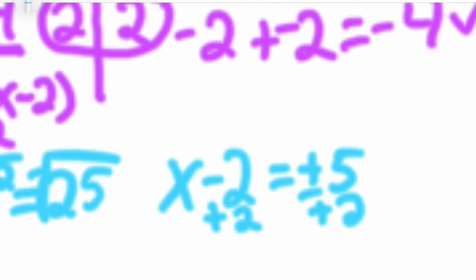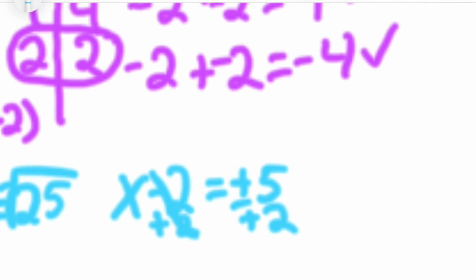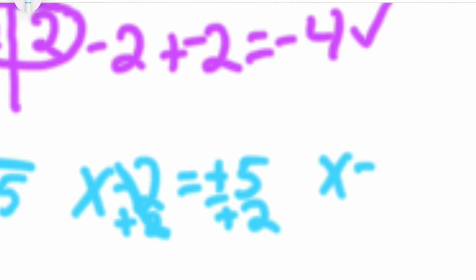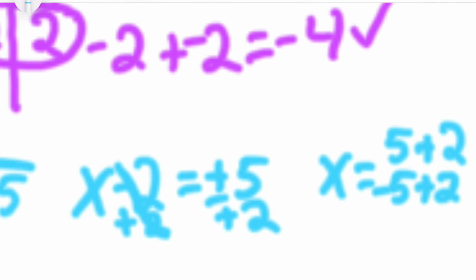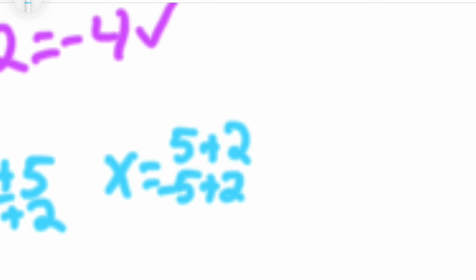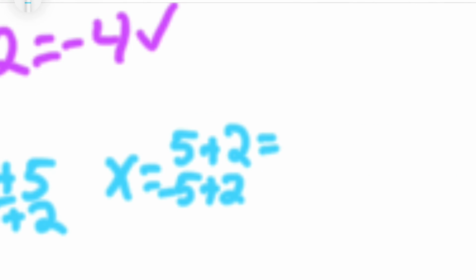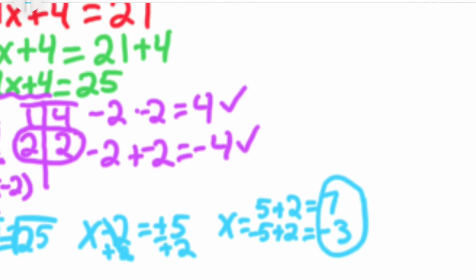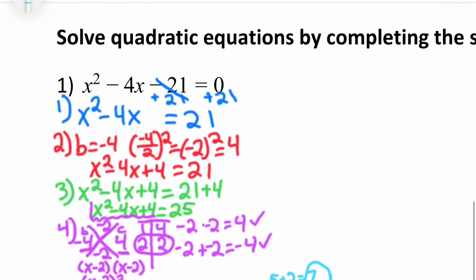Gonna get x by itself, so we have to add 2. x equals +5 plus 2 and -5 plus 2, which is the same thing as 7 and -3. So those are my answers for number 1.